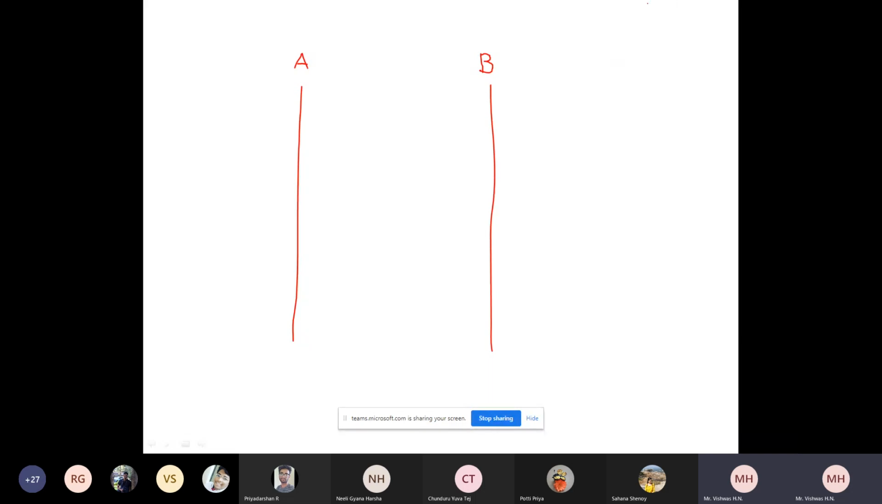Now, in the first step, claimant A sends its ID. Let me mark the direction. A sends the ID of A to verifier B in clear text. What do you mean by clear text, students? It is not encrypted. A sends its own ID to B, informing B that it has to send some data to B. Now B is a verifier, A is a claimant.